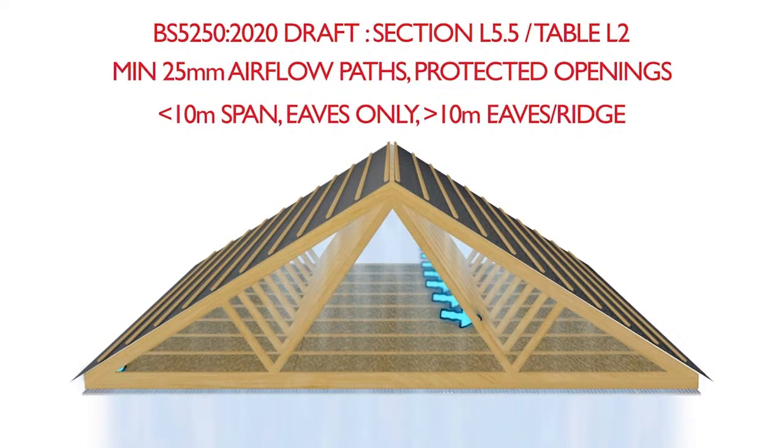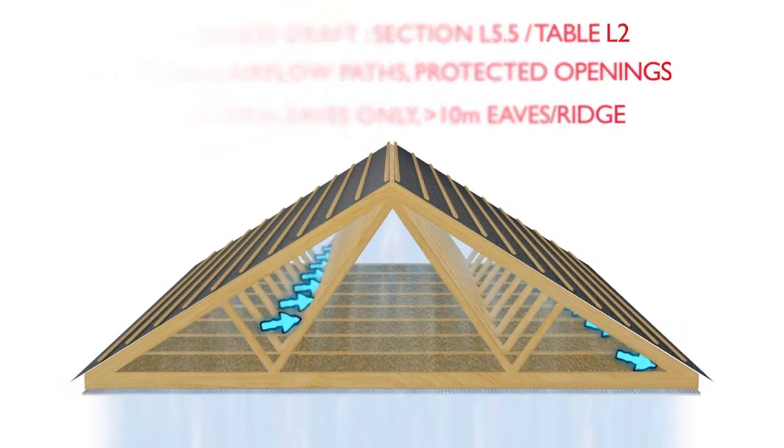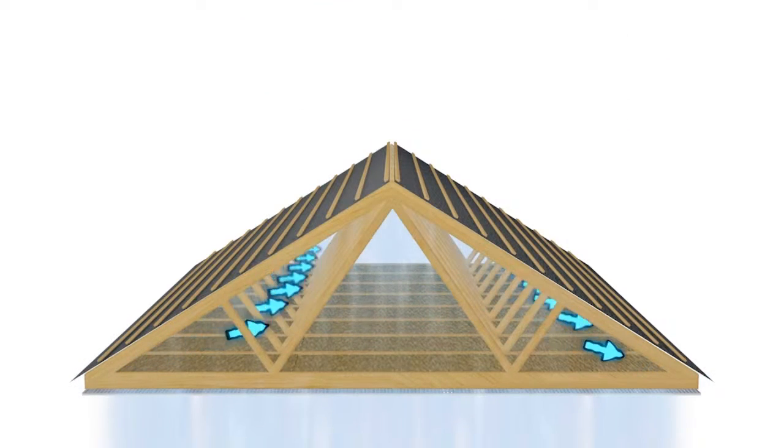For a simple roof of less than 10 metres eaves to eaves, vent openings at the eaves only will be sufficient, but for more complex or larger roofs, additional high-level ventilation might be required. The requirements in Table L2 are broken into 4 classes.